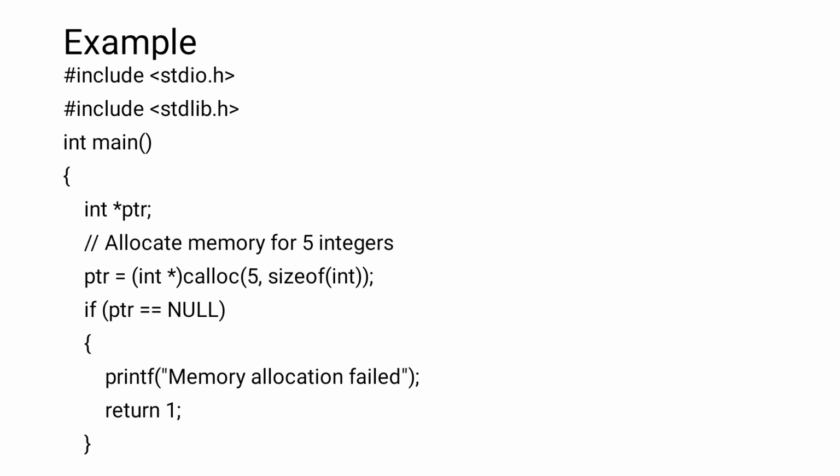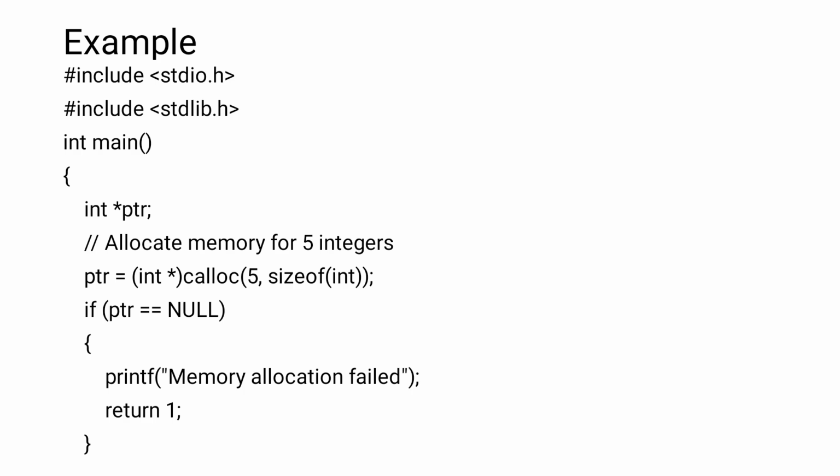So as usual we have to include 2 library files. If we want to use calloc, we have to include the stdlib.h file and the standard input output header file. After including that, our main program starts. Here I am declaring one pointer variable, ptr, of integer data type. So int star ptr. After this, using the calloc syntax, I am allocating memory for 5 integer variables. So ptr equal to int star calloc.